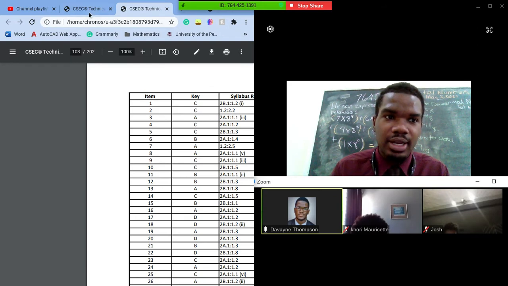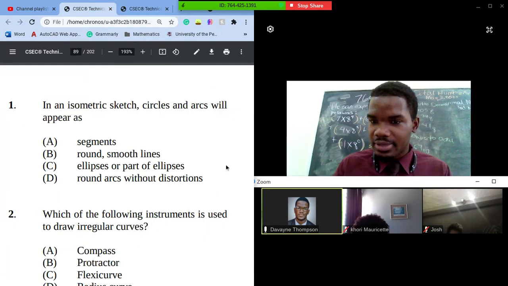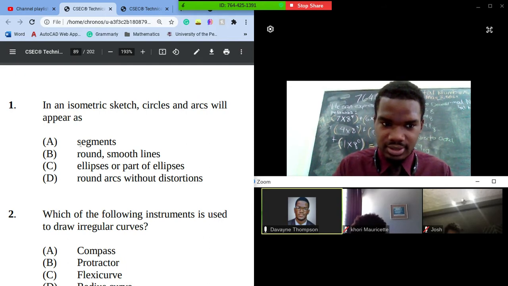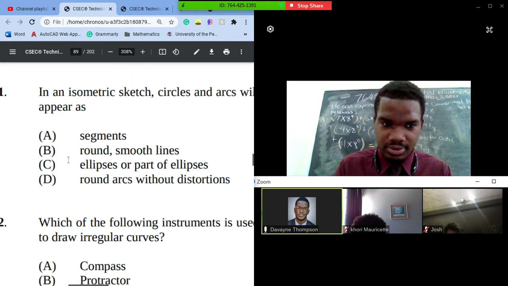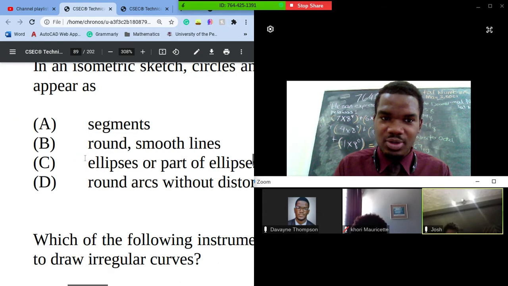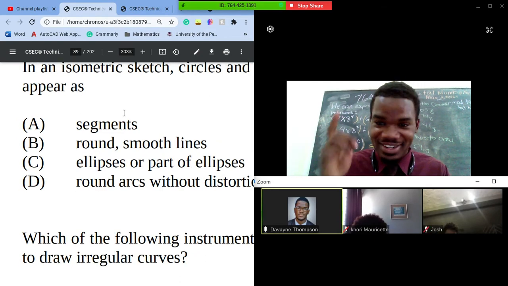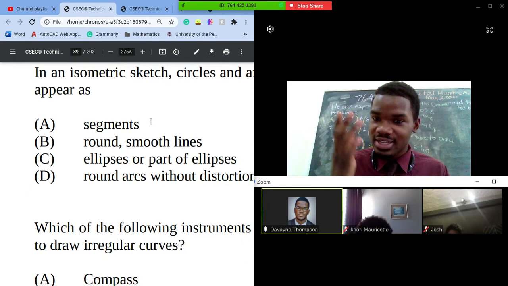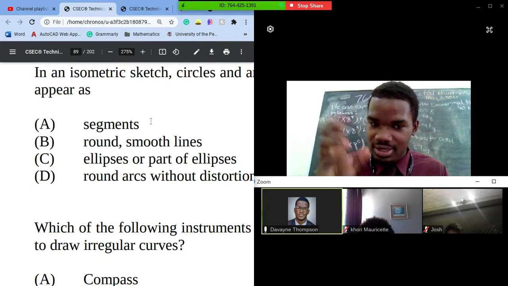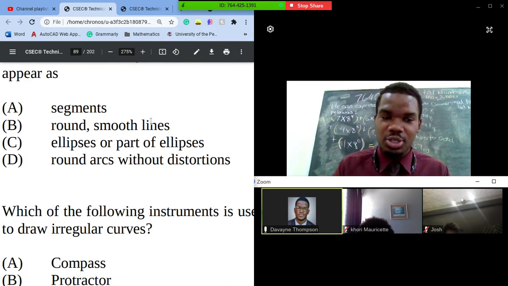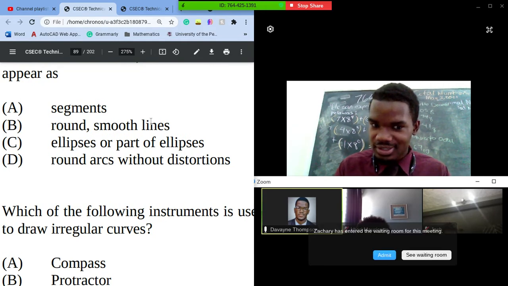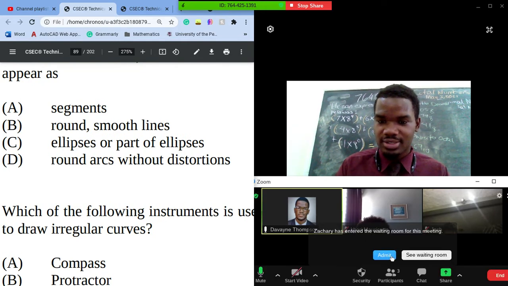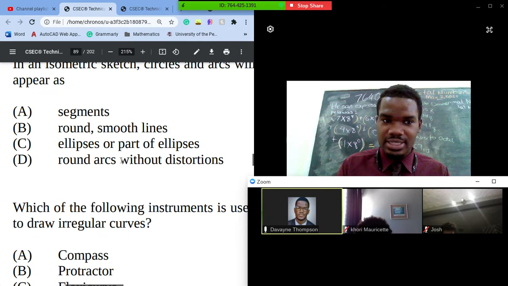But look at it. When you draw a circle in isometry, didn't I tell you to use the ellipse command to draw it? Oh yeah, right. So circles. So there you go, that wow moment. Circles and arcs appear as ellipses, which are just circles at an angle, as I told you, because you use the ellipse isocircle to draw your arcs and circles. So that's option C.